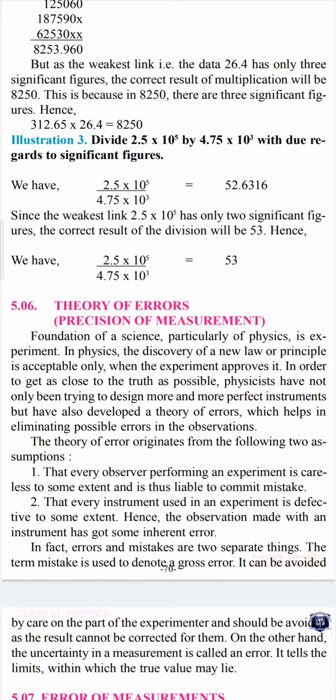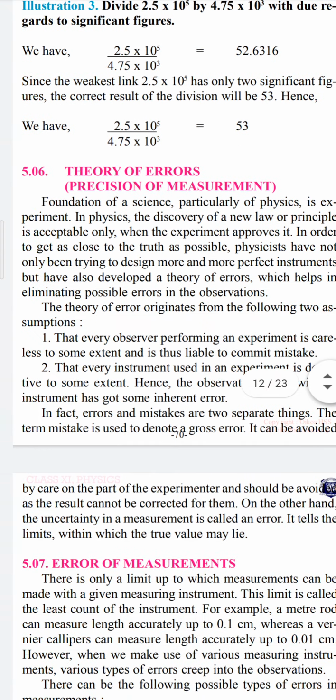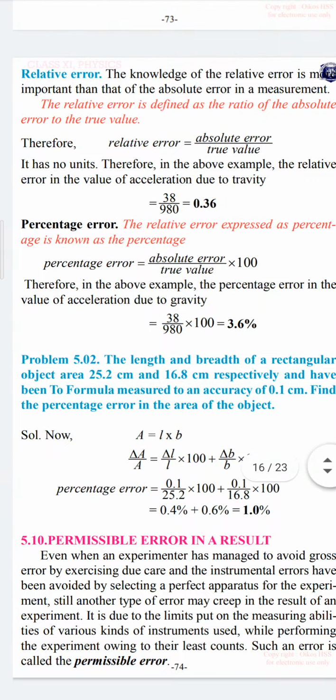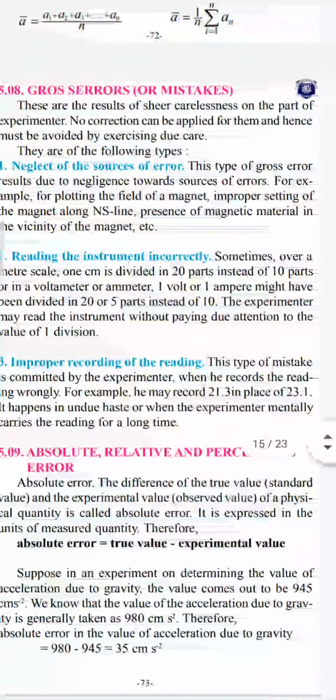Illustration 3. Divide 2.5 × 10^5 by 4.75 × 10^3 with due regard to significant figures. The answer is 52.6316. Since the weakest link, 2.5 × 10^5, has only 2 significant figures, the correct result of the division will be 53. Hence, we have 2.5 × 10^5 divided by 4.75 × 10^3 equals 53.